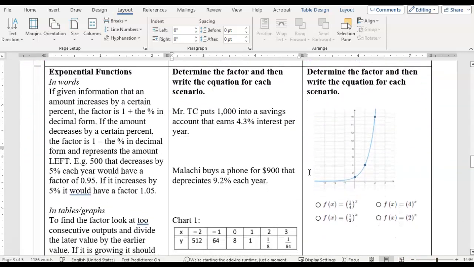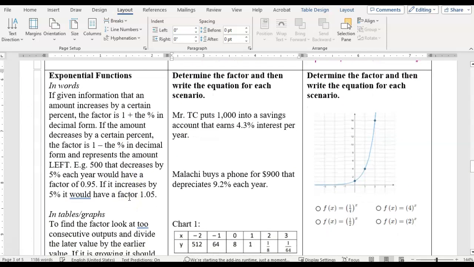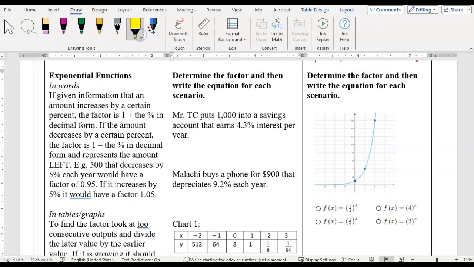All right, looking at exponential functions, if we are given something in words and it tells us something is increasing by a certain percent, we have to put that percent into decimal form and then add a 1 to it to find the factor. If it is decreasing, then we do 1 minus the percent because that tells us how much is left. So I have this example here for you, just as a reminder, right? We also saw that in the example above. So let's look at the first problem.